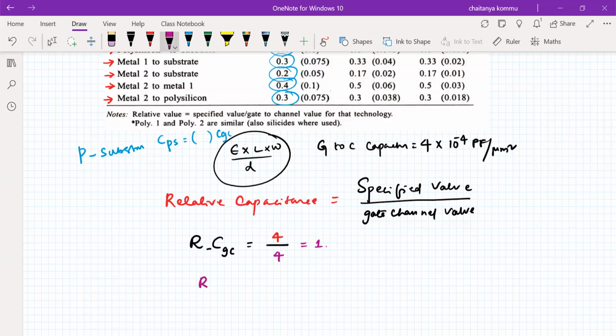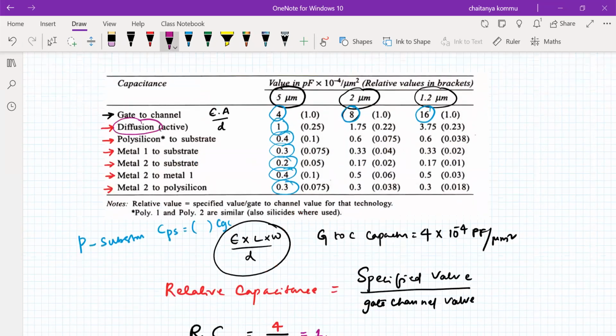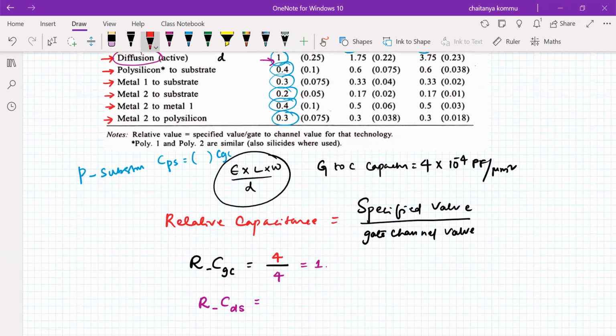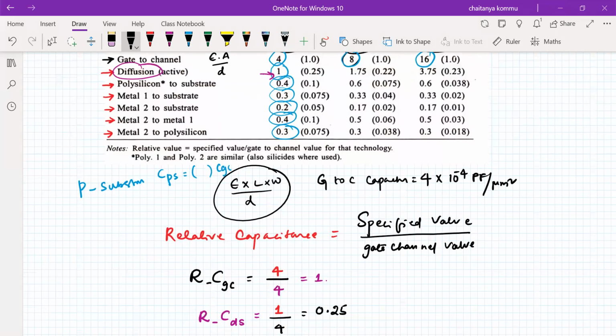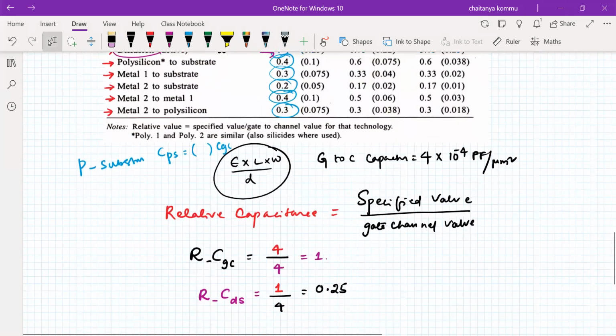For example, the relative diffusion to substrate capacitance. As we can see, the diffusion to substrate capacitance is 1. They have mentioned 1. So the specified value is 1. What is its gate to channel? It's a 4. What is the value now? This value becomes 0.25. So please remember that these are square CGs.